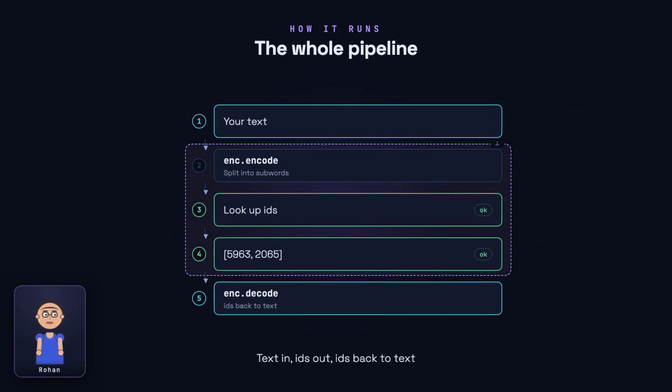Zoom out and the full picture is a short pipeline. Your text goes in, encode splits it into subwords and looks up each ID, and out comes a plain list of integers. That list is all the model ever sees. And it's reversible. Decode takes IDs back to text. Let's confirm these exact numbers with real code.